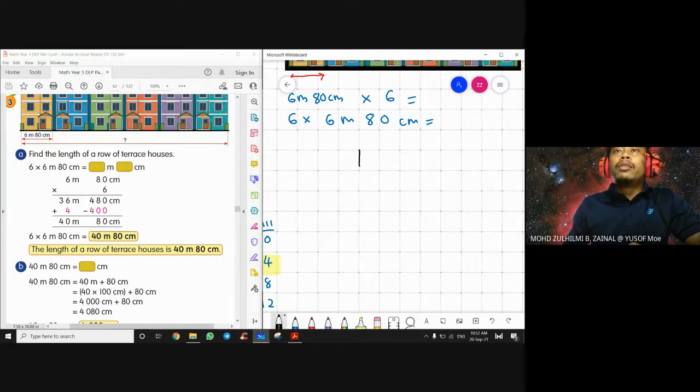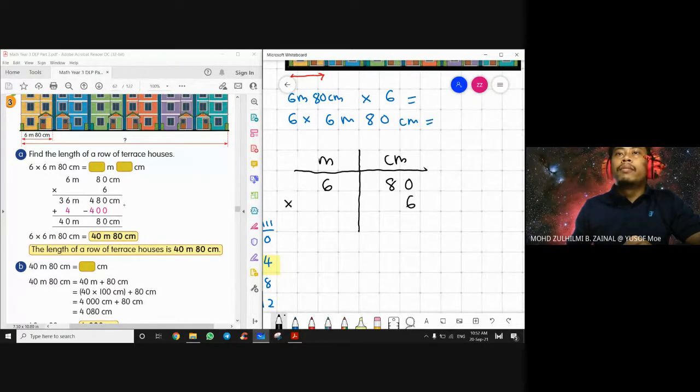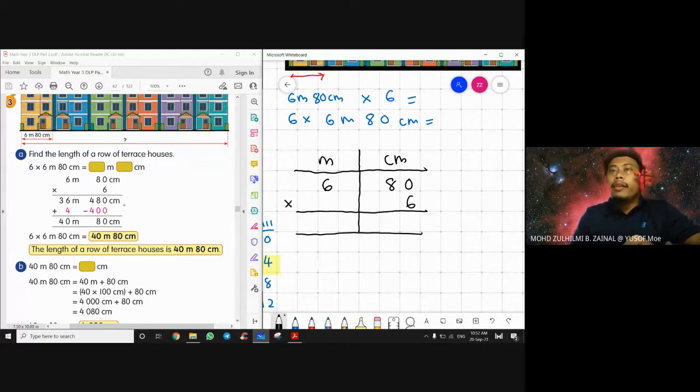Okay. First, kita buat macam biasa, kita try to do this kind of calculation. Dia ada meter and centimeter. So kita try buat macam ni. Dia ada 6 meter and sini ada 80 centimeters. Okay. Times with 6. Then kita akan buat sifar multiple of 6. Multiple of 6 up until the 8 value.